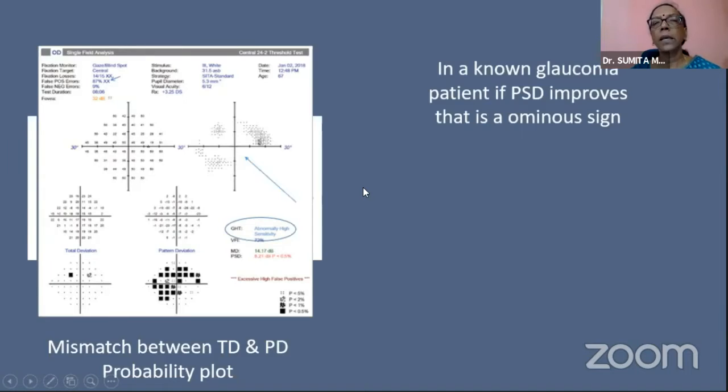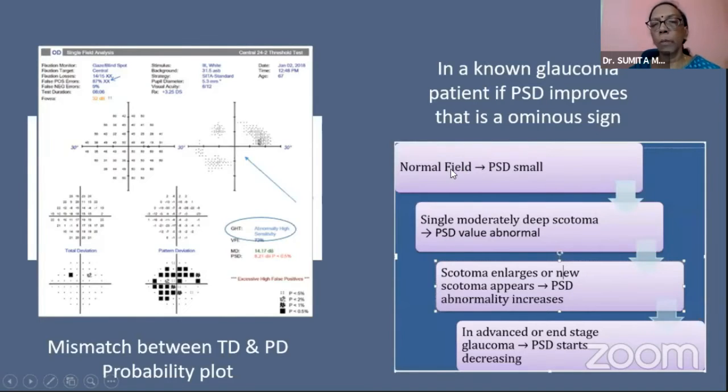Another important thing we have to know is that in a known glaucoma patient, if the pattern standard deviation starts improving, then that is an ominous sign, because whenever the patient is normal, the PSD is small. Gradually, when the scotoma deepens, the PSD will become abnormal and more abnormal. But towards the end stage, again it will start decreasing, and that is not a good sign. That is a sign that the patient is approaching the end stage of glaucoma, because most of the points have become zero, and there is not much difference between the two points.